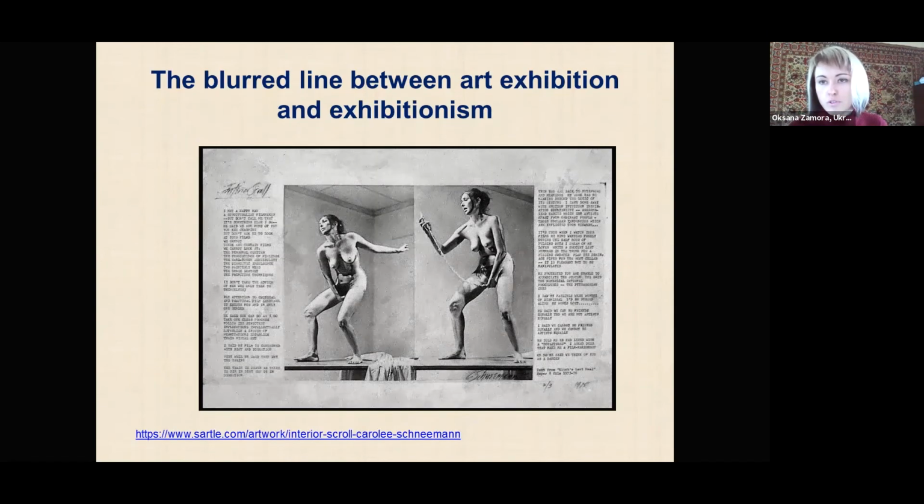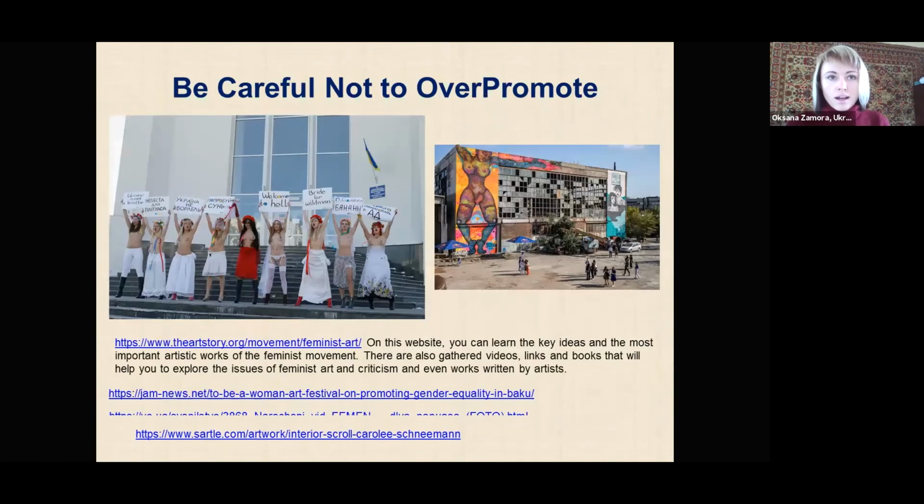This shocking performance had a character of a blurred line between an art exhibition and exhibitionism. For those who don't know, she was pulling out a scroll of very tiny paper where her poetry was written, and she was performing this poetry in front of an amazed public. However, different people may have different perceptions of this matter.